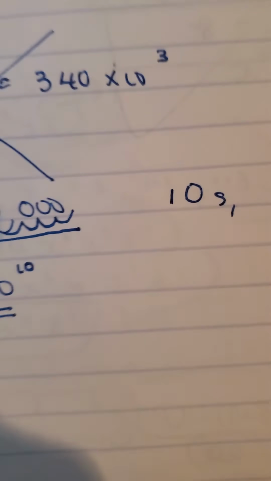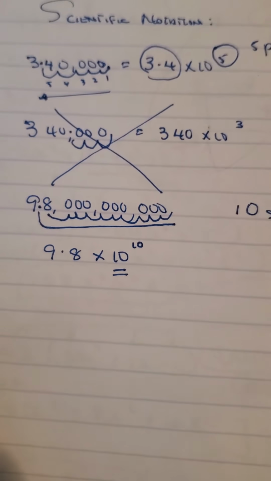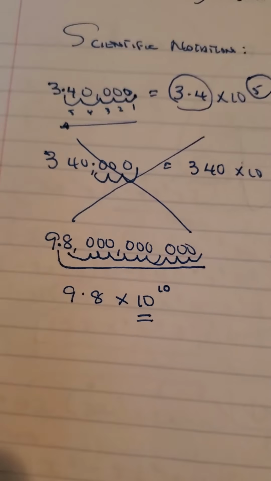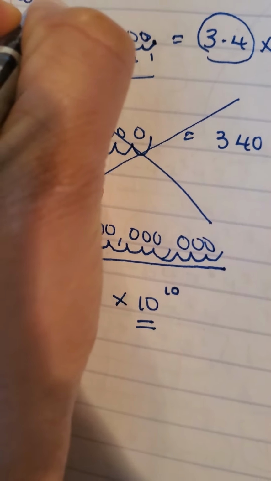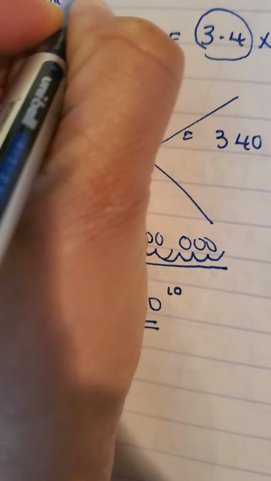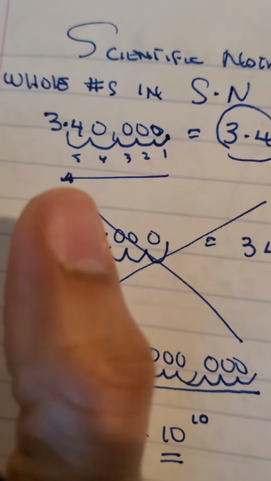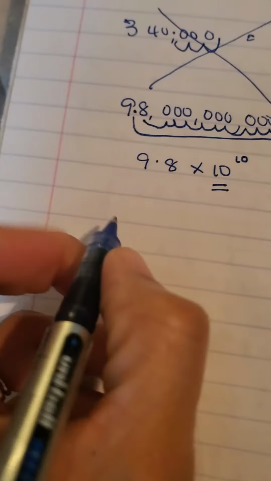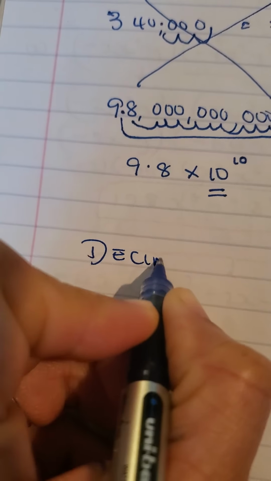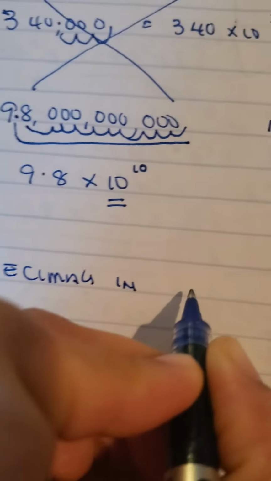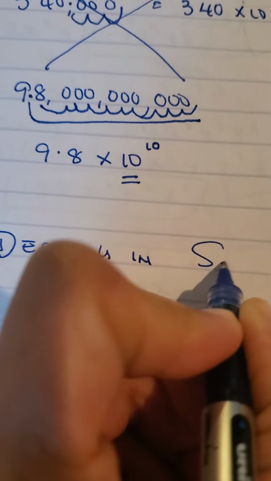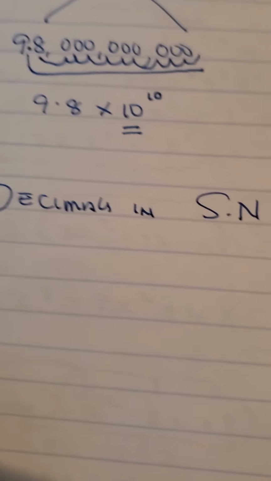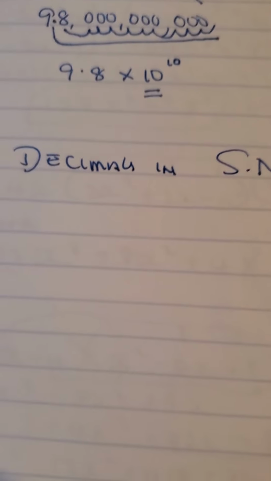So what happens when we're working with decimals now? How do we write decimals? So this is whole numbers in scientific notation. I'll just put SN for short. Whole numbers in scientific notation. So how do we write decimals in scientific notation? Not necessarily an acronym, just initials.